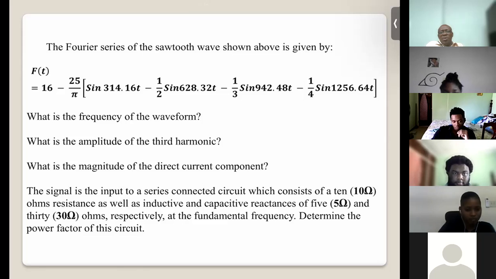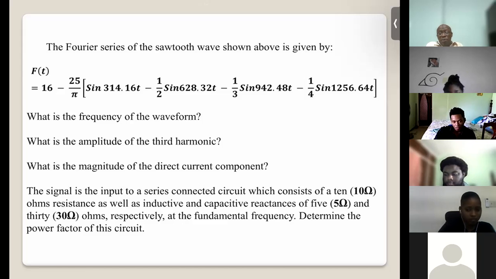So 3.142 times 100 gives 314.2. But if you multiply by 100, then 2f is 100. So it means that f is 50. So these things must start to become more second nature to you. An omega of 314.16 gives you a frequency of 50 hertz. All right? So let's write that down on the sticky part of your mind.